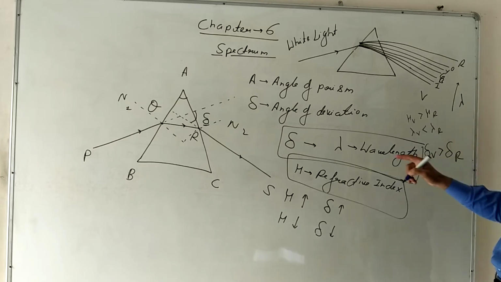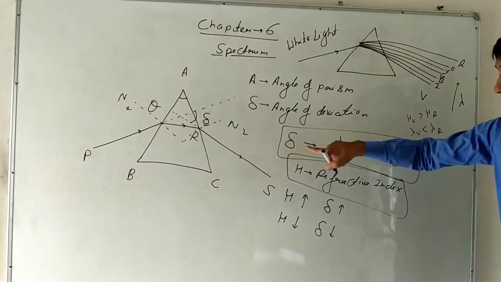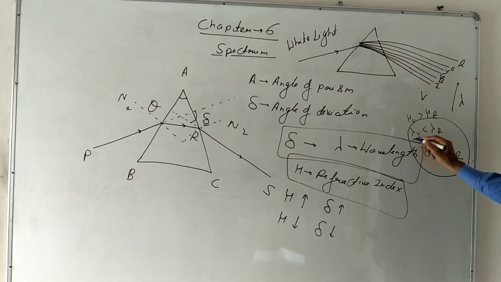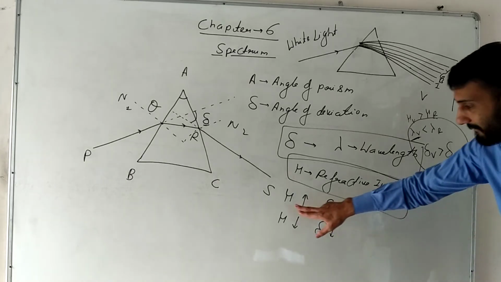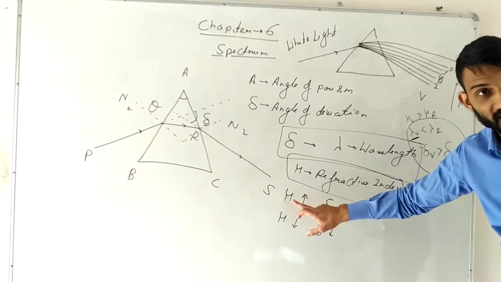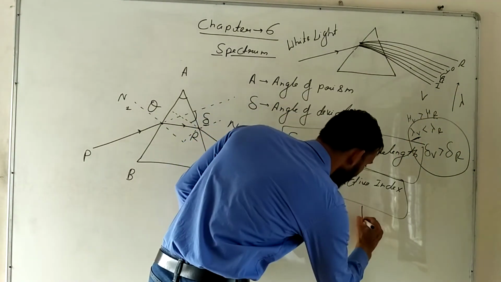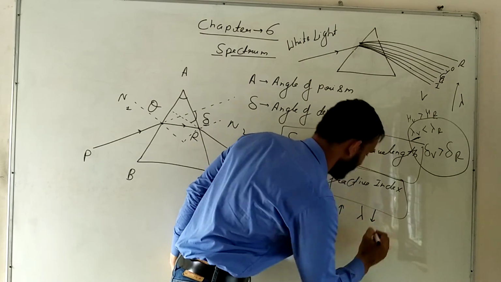So what we were trying to do is to find out a relation between deviation and wavelength. So tell me, look at the wavelength and deviation. Wavelength is less, deviation is more. It means they are inversely proportional. Okay. So they have a direct relation, deviation and refractive index. But if I keep lambda here, what will come?